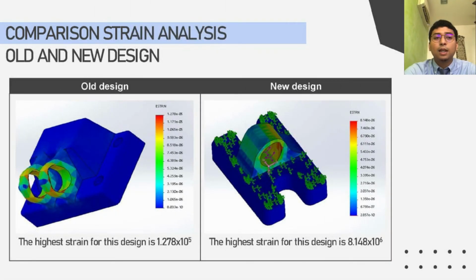For the strength analysis comparison of the old and new designs, the highest strength for the old design is 1.278 times 10 to the power of 5, and for the new design the highest strength is 8.148 times 10 to the power of 6. This result shows the new design has the highest strength compared to the old design, and if you look at both diagrams, the old design shows more red marks compared to the new design.